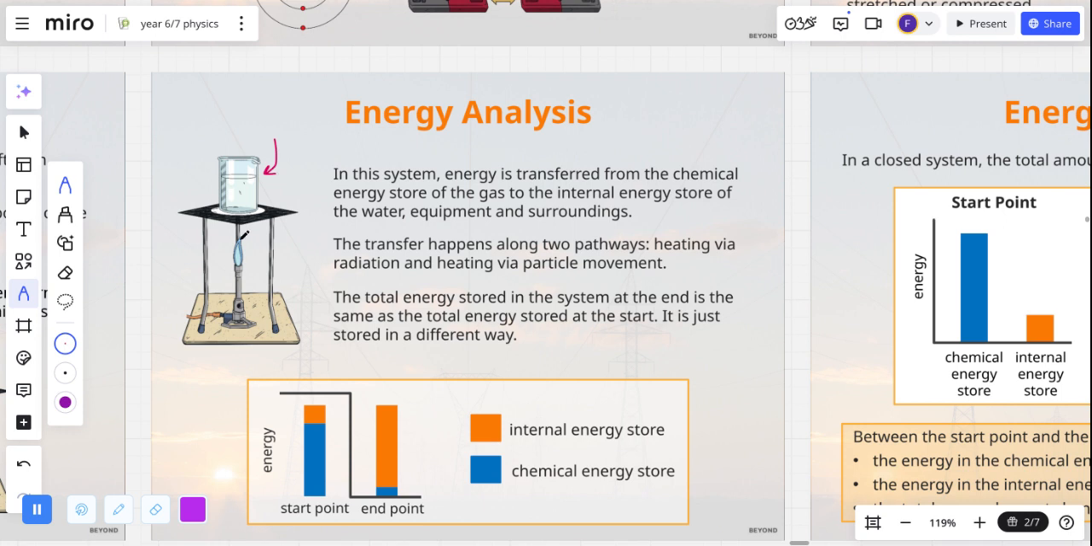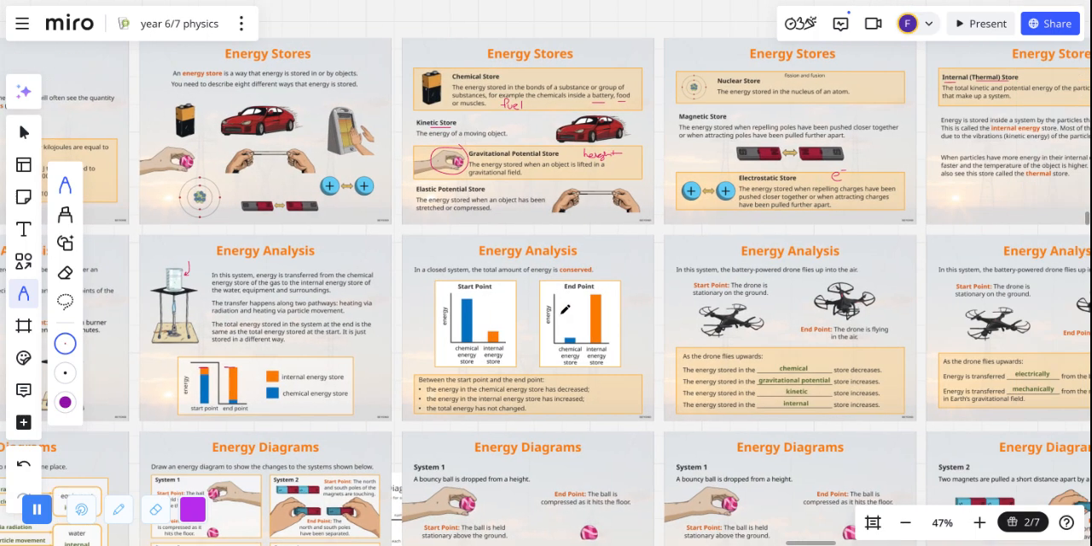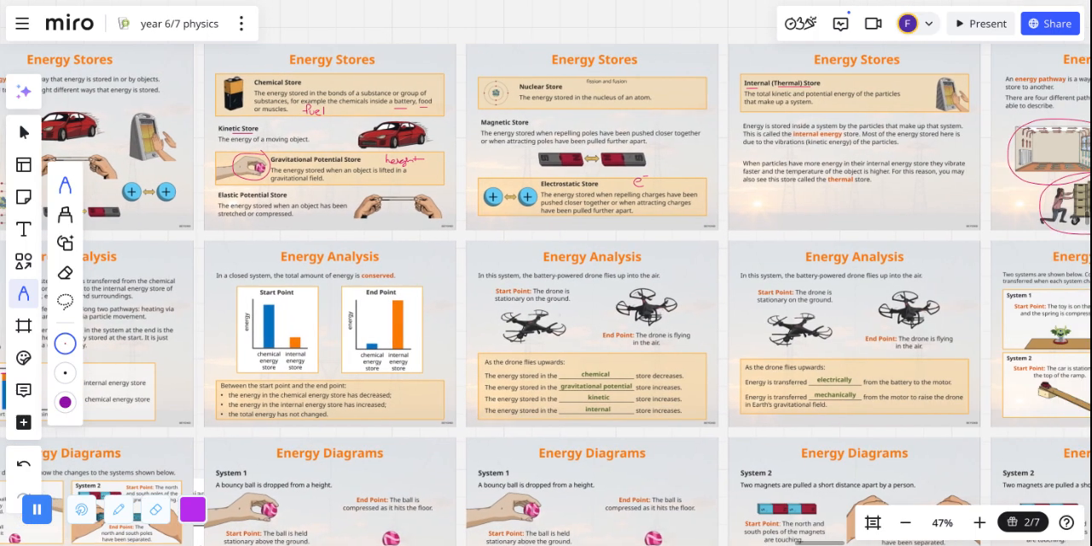As you burn the fuel, your chemical energy goes down and your internal energy store, the thermal energy of your, in this case, beaker and water, goes up. And as you can see, they total to the same amount. All right, so let's have a look.